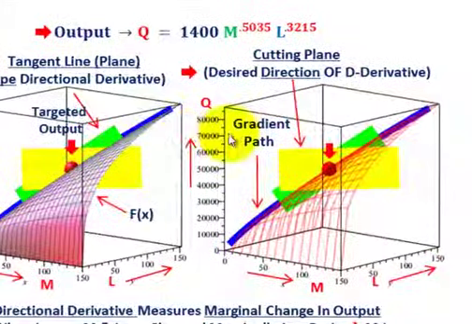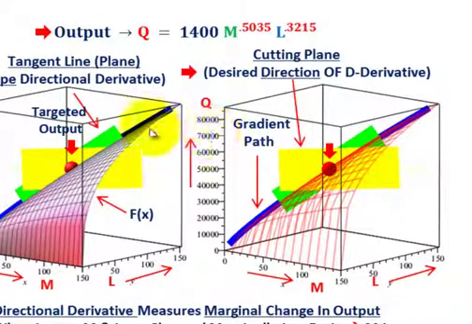Okay, so just moving over here, the other thing we're going to have is that blue path that we're showing all the way up. That's really the gradient path that we're going to be looking at, and that's the path we follow to get the maximum output, or in this case, earn the maximum profit. So we've got our tangent line in green, and then we have this cutting plane shown in yellow. That's really the desired direction of your directional derivative to get the maximum output. So again, blue here is our gradient path, and I'm showing it here.